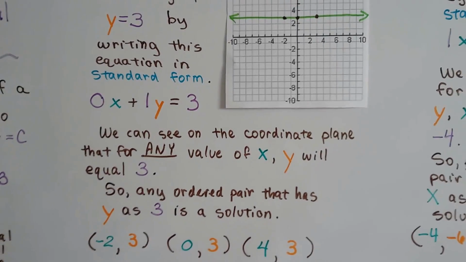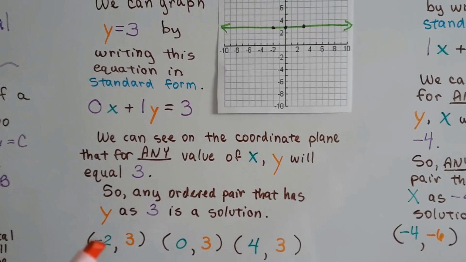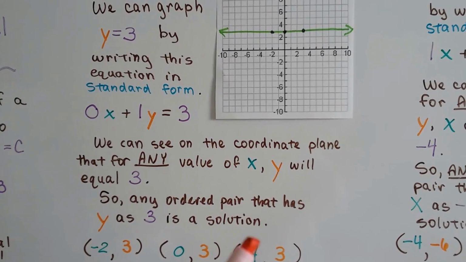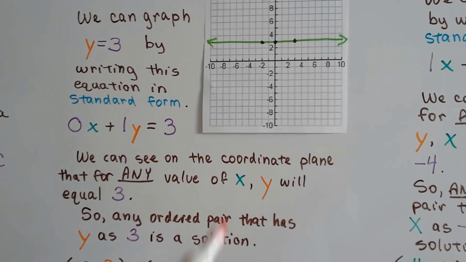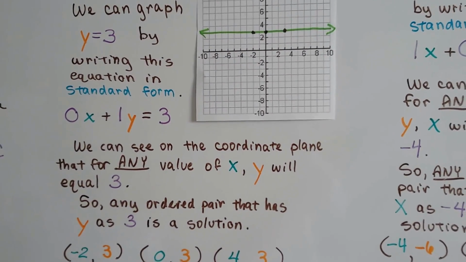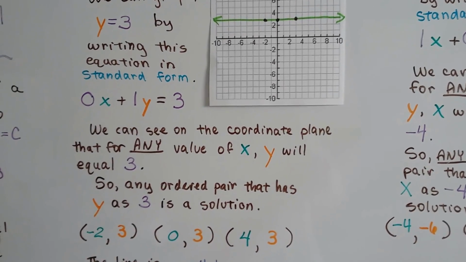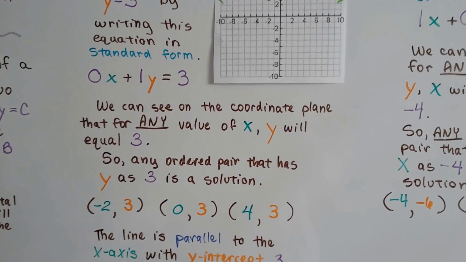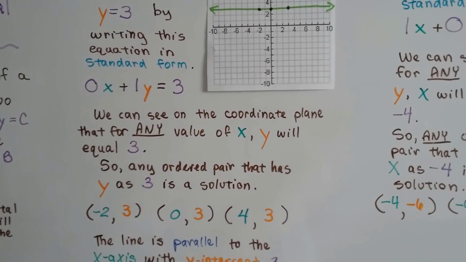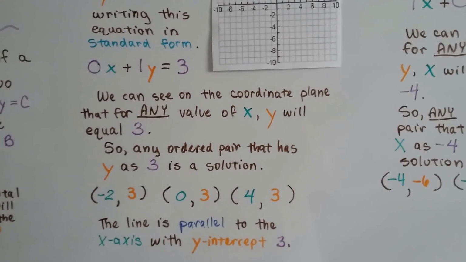So we could have -2 for x and y is 3, or 0 for x and y is 3, or 4 for x and y is 3. See? -2, 0, or 4. The y is staying at the 3. See that? And the line is parallel to the x-axis, with the y-intercept as 3.